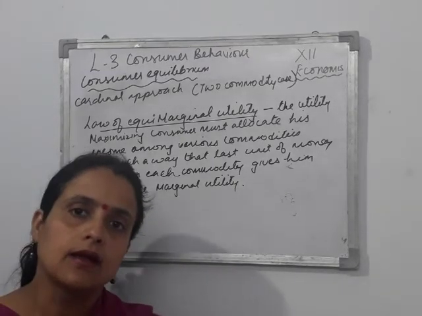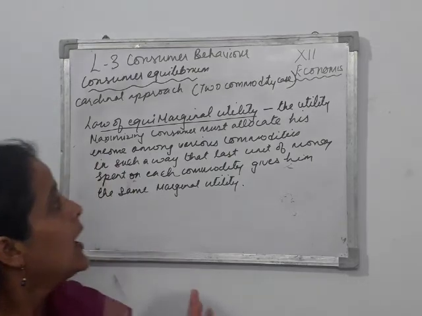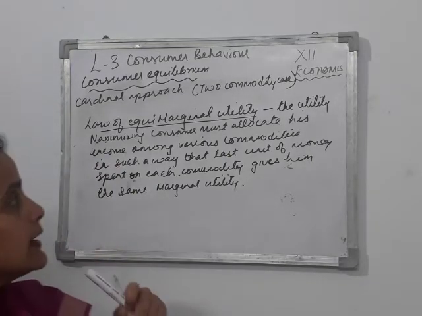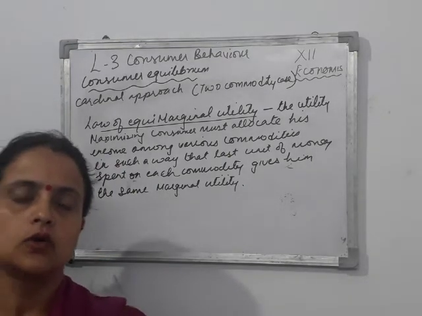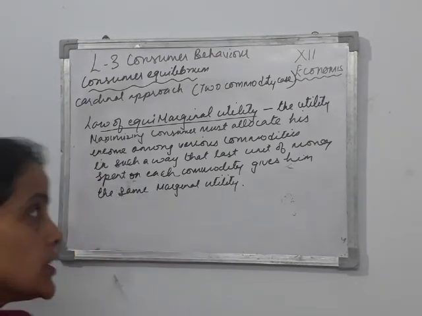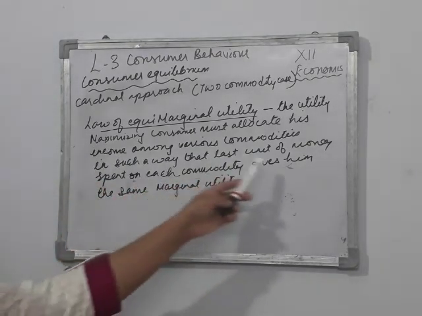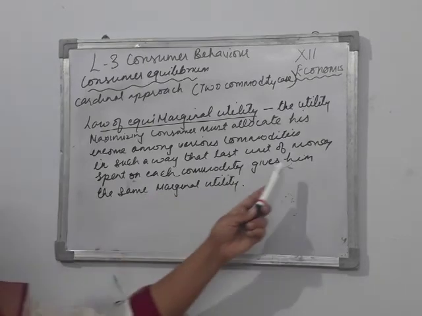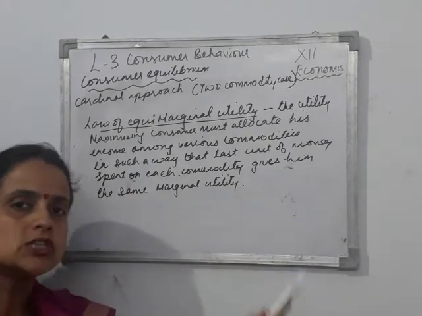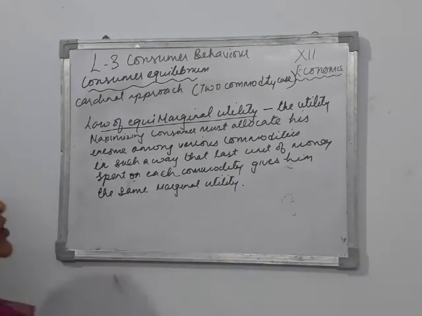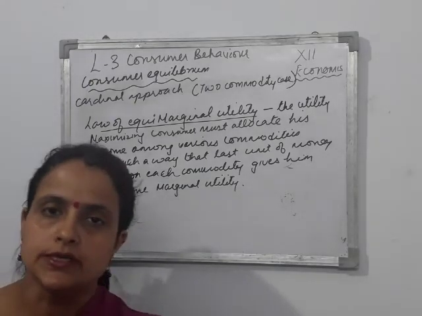मतलब एक रैशनल कंज्यूमर को अपनी इनकम को इस तरीके से यूज करना होता है, he has to use and utilize his budget and income in such a way among the various commodities that the last unit of money that he is spending, the last rupee that he is spending on each commodity gives him the same marginal utility, right?